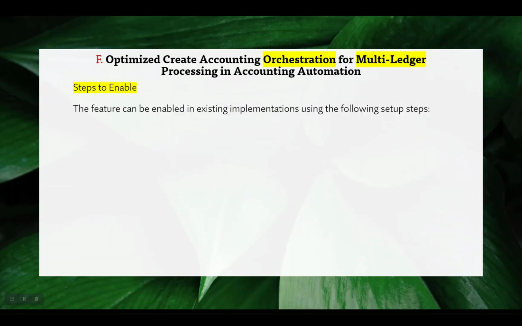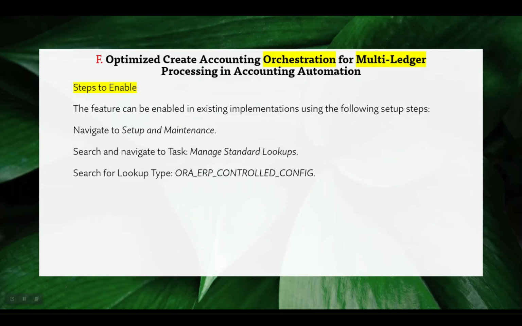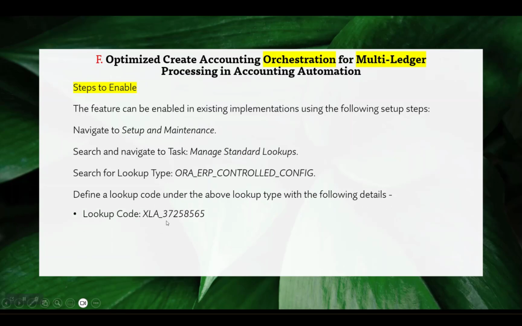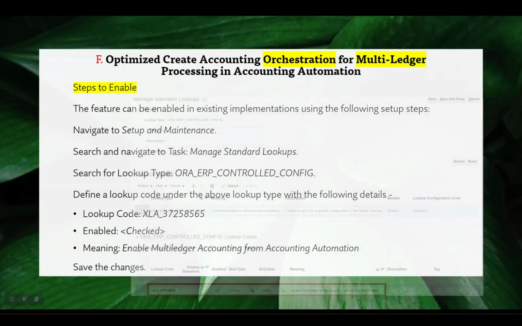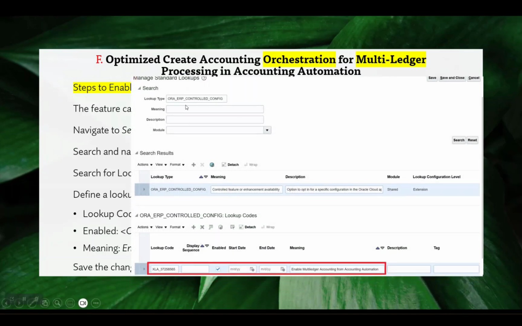Steps to enable this feature use the following setup steps: setup and maintenance, manage standard lookup, Oracle ERP control config again, and define a lookup with the following details: lookup code, enabled, and meaning, enable multi-ledger accounting from accounting automation, and save the changes. Here, in manage standard lookup, enter the lookup type, description, meaning, and define the lookup code as enabled, and the meaning as enable multi-ledger accounting from accounting automation.